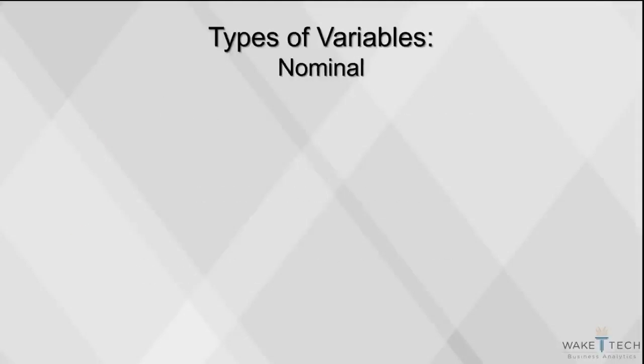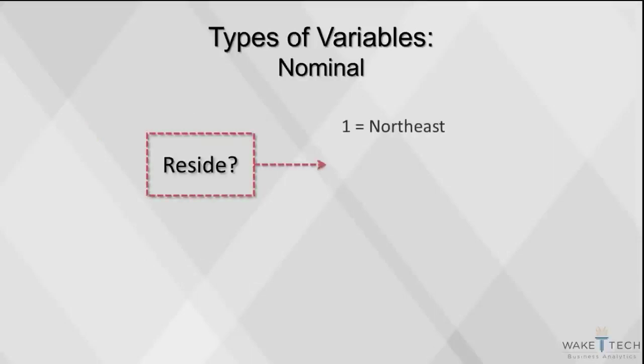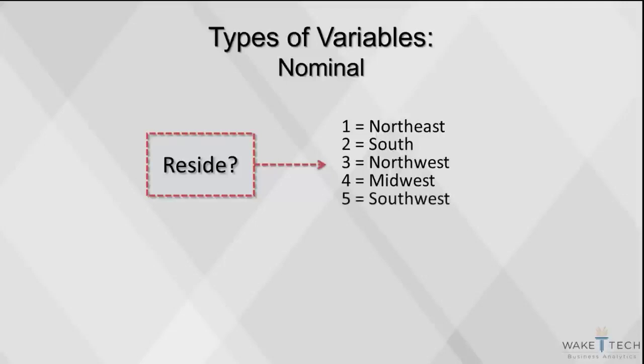For nominal categorical variables, however, the order makes no difference. Here's an example. For the variable reside, 1 equals northeast, 2 equals south, 3 equals northwest, 4 equals midwest, and 5 equals southwest. It doesn't matter what order we use for these categories. Midwest can be coded as 4, 2, or 5 because there's not an ordered value associated with each response.